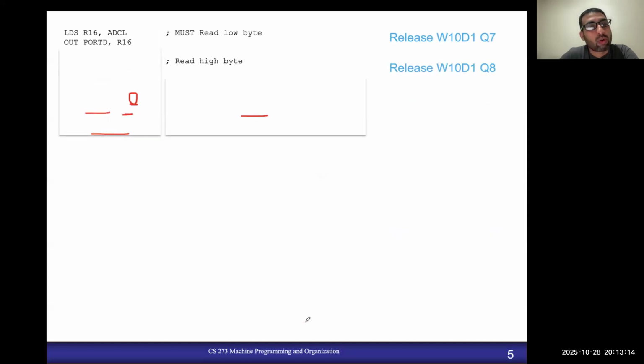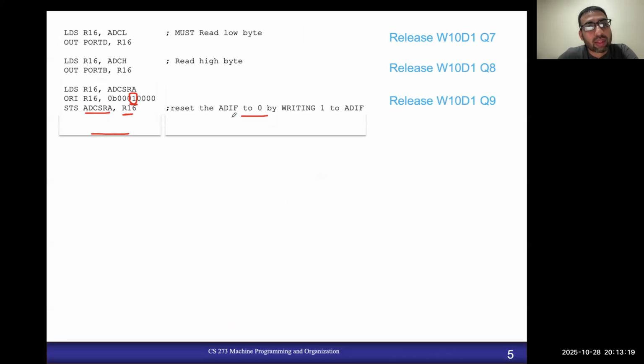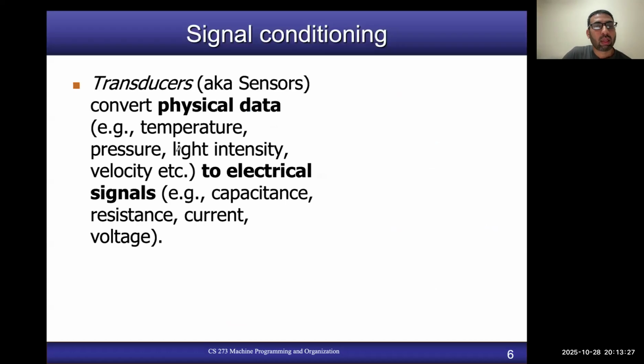You will again read the low byte ADCL. You will read the high byte. You will again reset the ADIF flag to 0. And again, you will jump. Okay. Any questions? Okay. So this was our example. And again, your lab 6 is just a slightly modified version of this example.